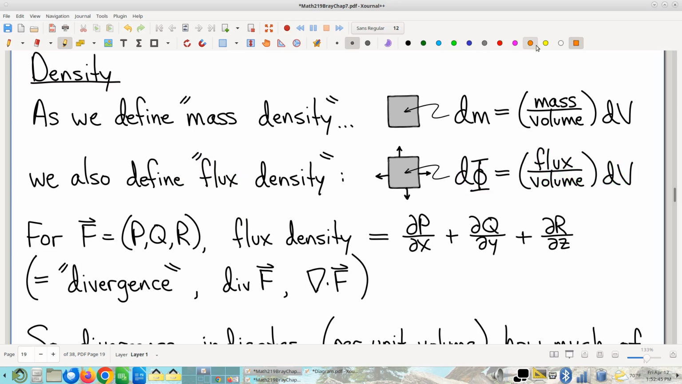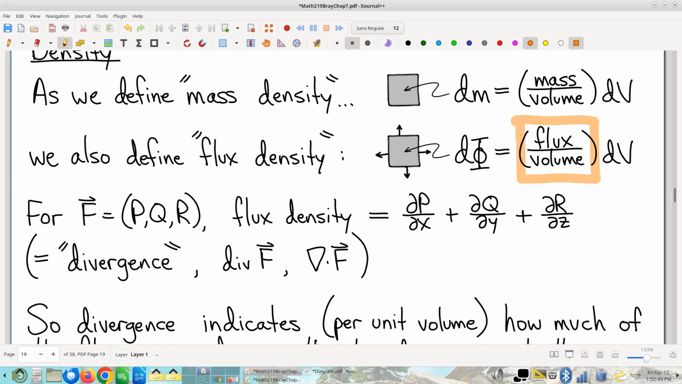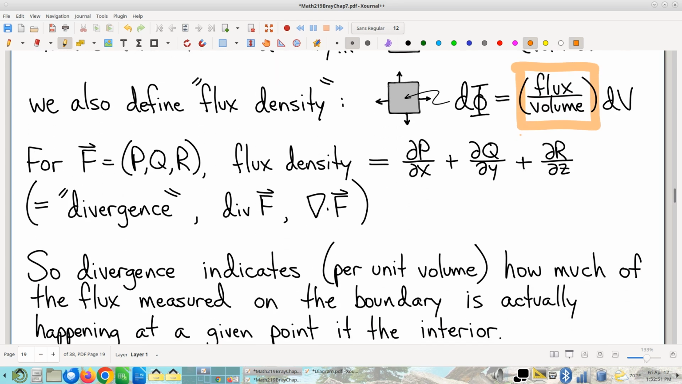All right, so with this in mind, this factor, I guess I'll say, is flux per unit volume. In the same way that for regular density we use the word density, likewise here, different kind of stuff, flux instead of mass, we're going to call this flux density. Does everybody buy it so far?